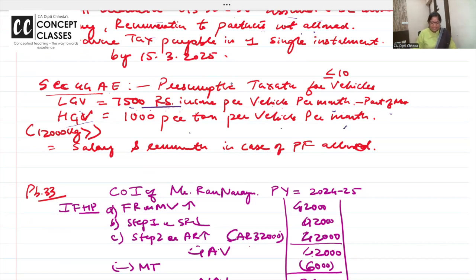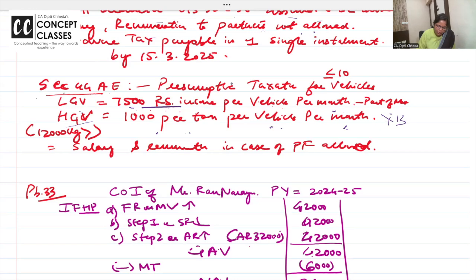Ma'am, how do you say it's a heavy goods vehicle? 12,000 kg and above. मतलब 12 tons से ज़्यादा. So there, show the income 1,000 per ton per vehicle per month. Say it is 13 tons. So 13 add कर दो. Light goods vehicle is 7,500.